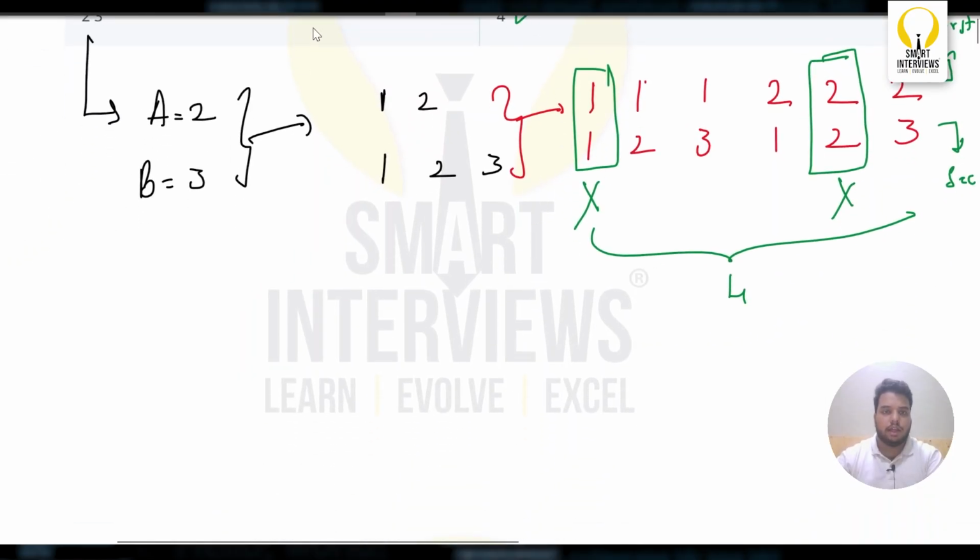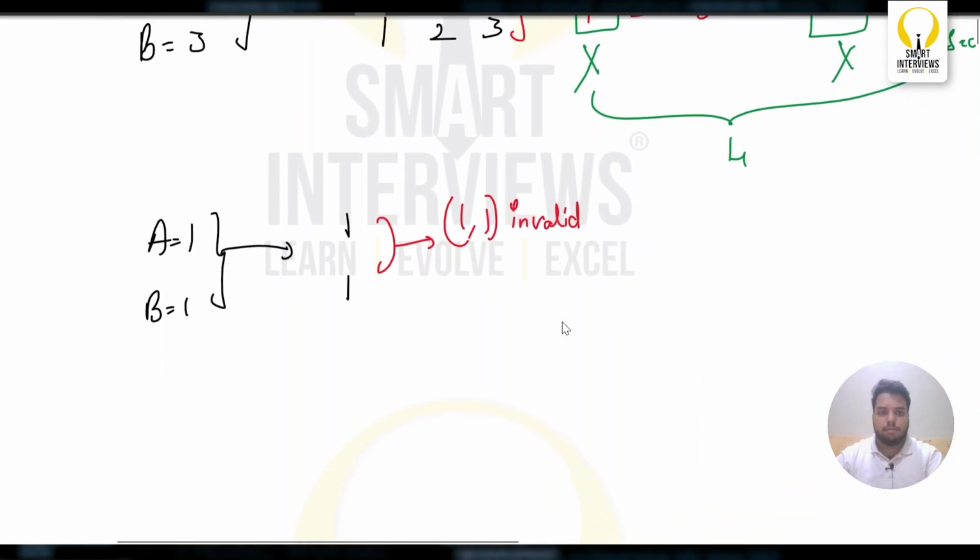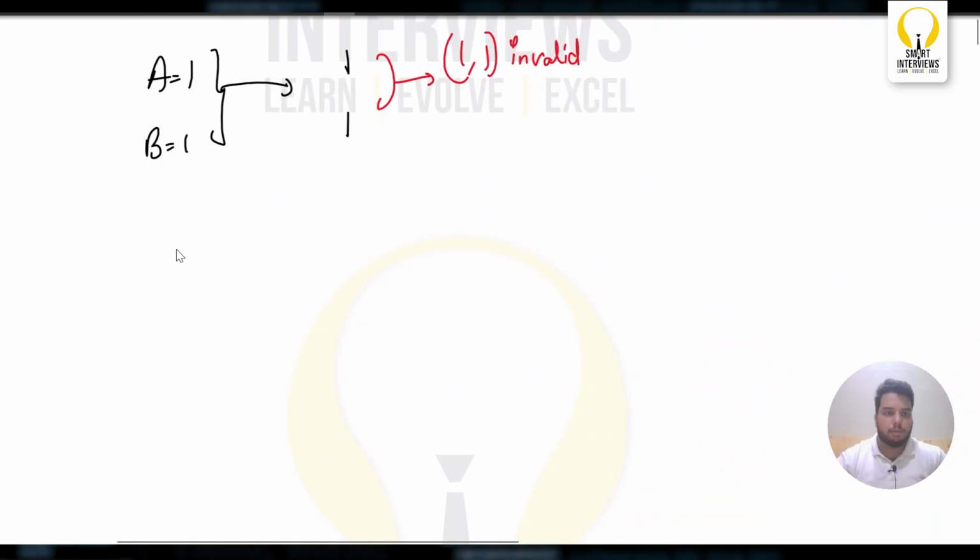If I take A and B as 1 and 1, for the first layer, 1 is possible, and for the second layer, 1 is possible. So there is only one combination possible, which is 1, 1. But it is not valid. It is an invalid combination. Let's see one more example. With this, the idea will be more clear.